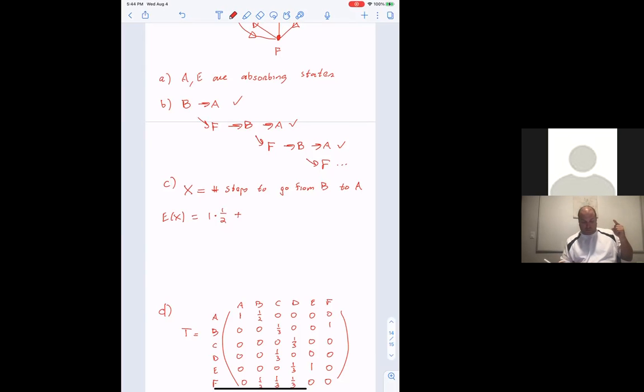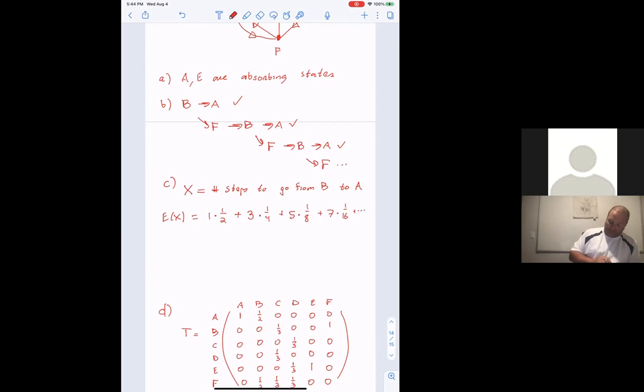Well, it can go to B to F to B to A. That's 3 steps. And what's the likelihood of that occurring? Well, it's 1/2 of the remaining 1/2. So that's a 1/4 probability of going in 2 steps. 1/2 to go to F and then 1/2 to go to A. Plus 5 times 1/8. Plus 7 times 1/16, and so on.